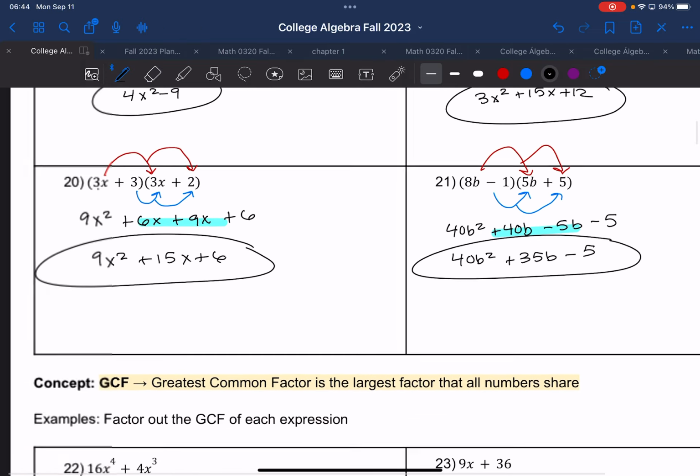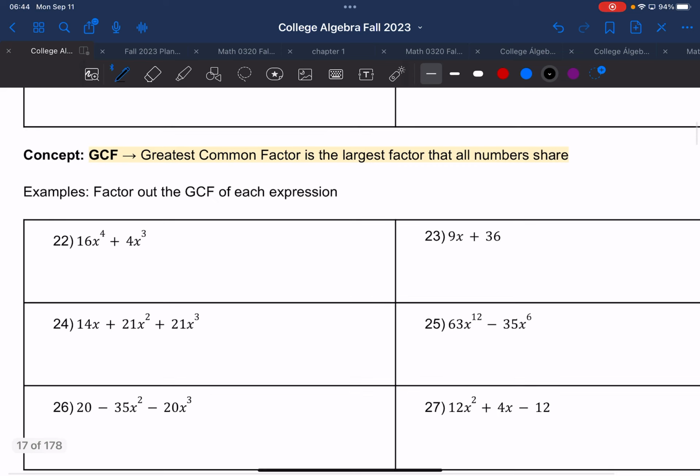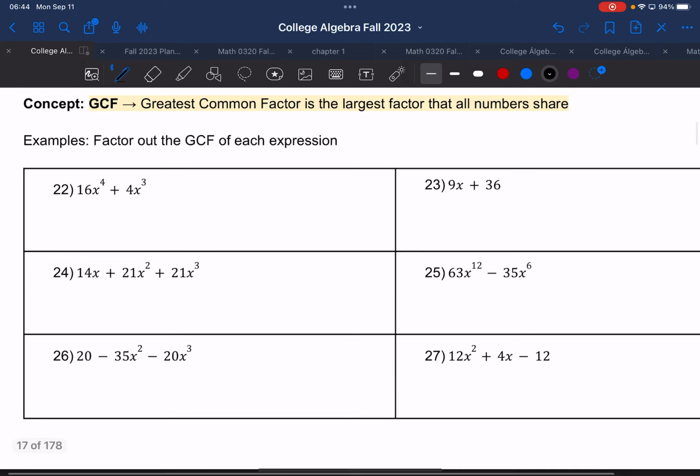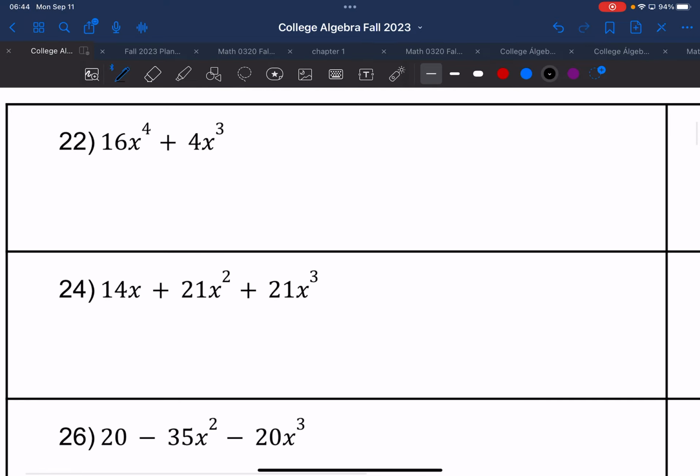Okay, the next concept here is GCF. GCF stands for the greatest common factor, and this greatest common factor is the largest factor that all the numbers share. So we are going to factor out the GCF from each expression. Looking at number 22, how many terms do we have here? Good, we have 2 terms.